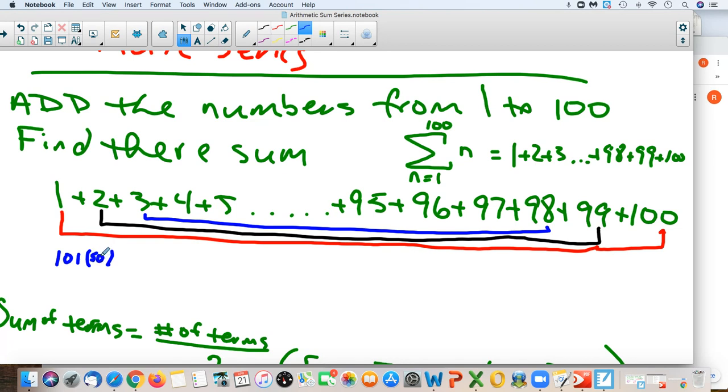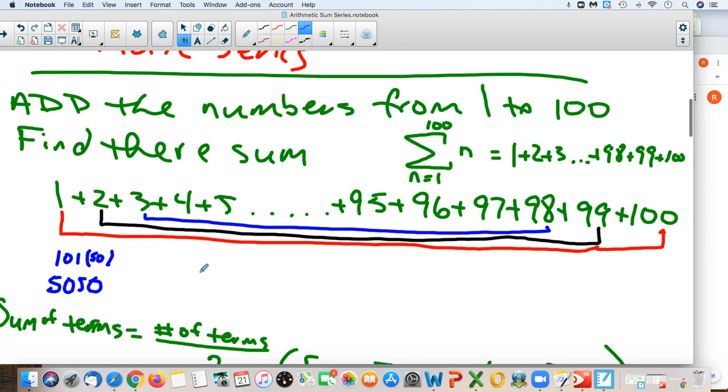So then he multiplied 50 times 101. But if you want to check it on the calculators, I highly suggest it. So you do 50 times 101, and you'll get 5,050. And that's the answer. And that's what Gauss came up with, supposedly, when he was in like elementary school.